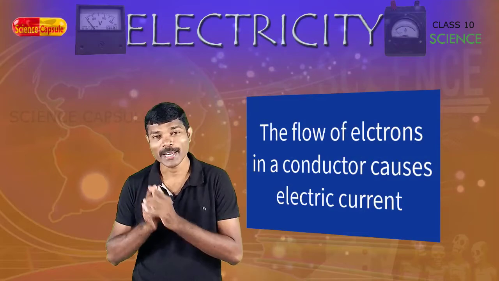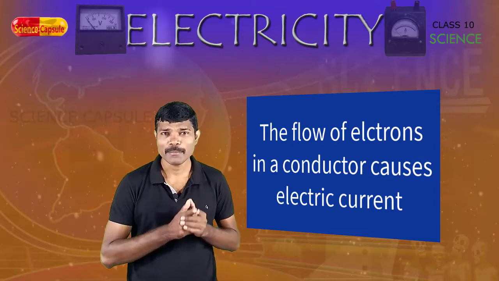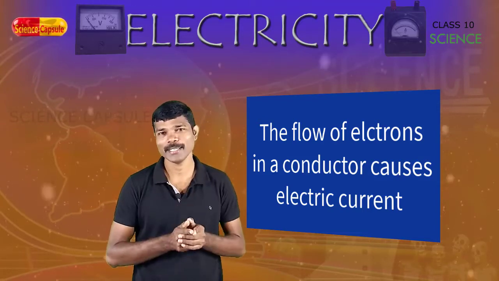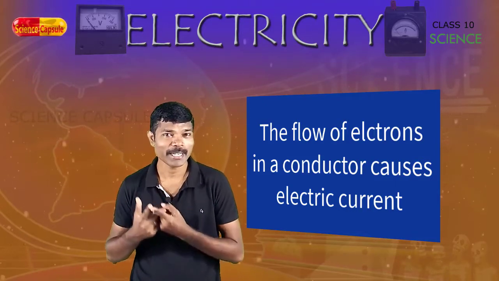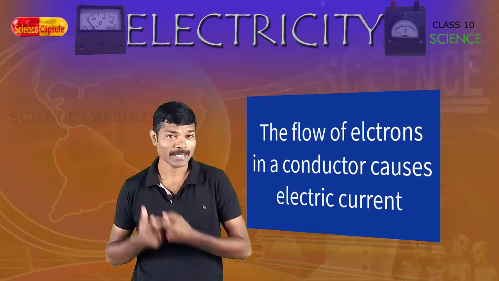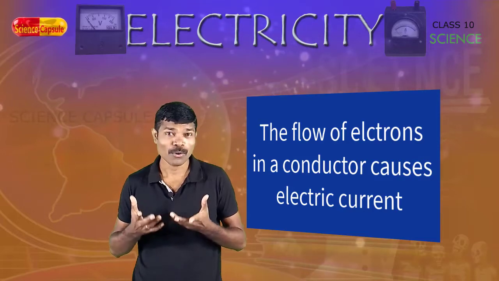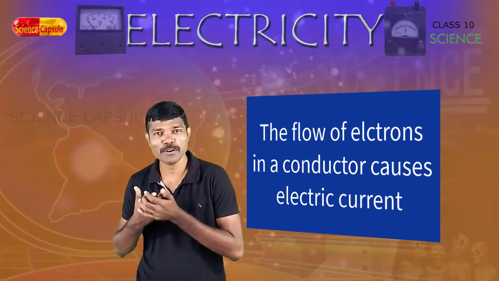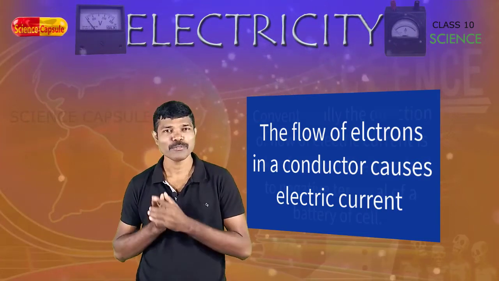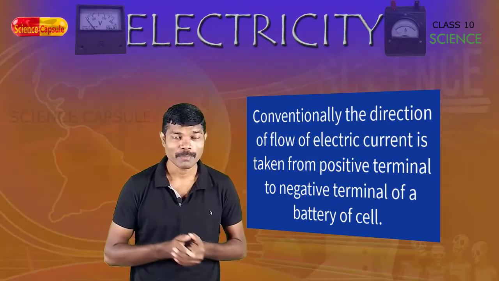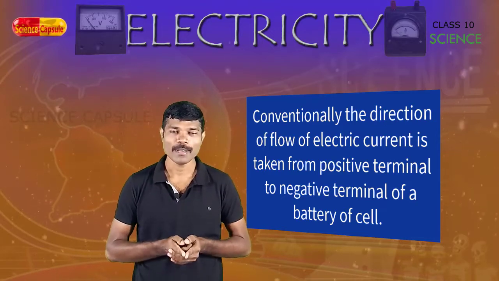the flow of electrons in a conductor constitutes electric current. But at the time of the discovery of the phenomena of electric current, the negative charges, so-called electrons, were not discovered. So it was assumed that the flow of positive charges in a circuit produces electric current, but later on it was found that it is actually the flow of electrons in a circuit that produces electric current. But conventionally, the direction of flow of electric current is taken from the positive terminal to the negative terminal, which is opposite to the direction of flow of electrons.